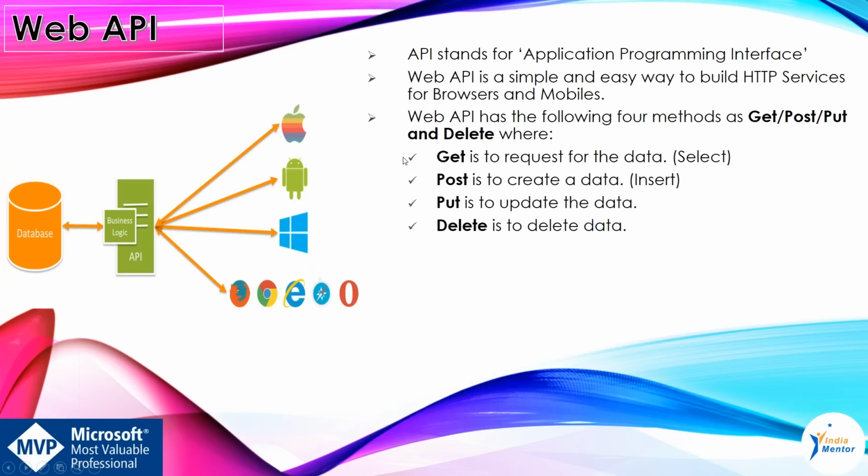And next, in this sample application, we will be using the web API. API is the application programming interface. It is used to interact with the database and to display the data in browsers, mobiles, or any other places. So it supports Android, Windows, Apple, or any browsers. That is the main advantage of the web API. In web API, we have four main methods called get, post, put, and delete. Get is to select the data and display it in our HTML page, post is to insert the data into the database, put is used to update the data, and delete is to delete the data from the database. So for this, we will be using a web API.